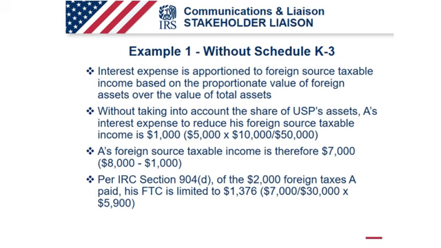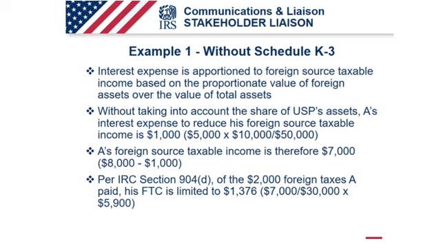Now, when partner A is not taking into account their share of USP's assets, they are only going to have $50,000 of U.S. source total assets. So we're ignoring the $50,000 share of USP's assets. And as I said before, A's assets are divided $10,000 foreign and $40,000 U.S.